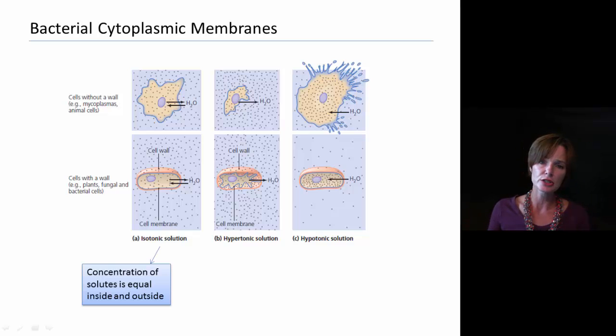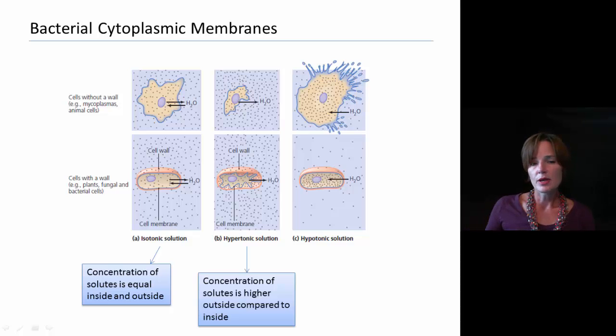So with isotonic solutions, the concentration is the same on both sides. Everything stays the same. Notice that my cell is staying the same shape. It's not swelling up. With the middle one, the hypertonic solutions, hyper means high. So what that high means is that you have a high concentration of stuff on the outside versus what you have on the inside of the cell. And the water will be drawn towards where the high concentration is at. And so water is moving out of the cell.